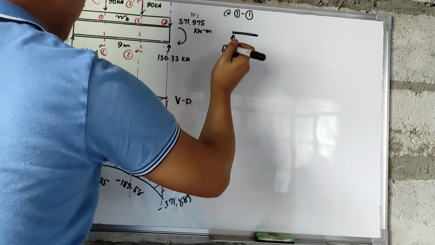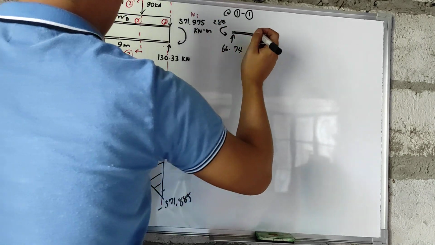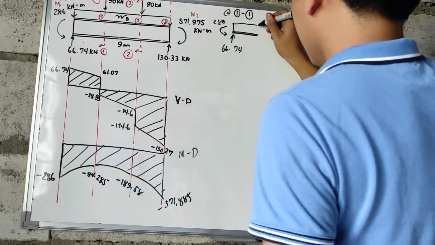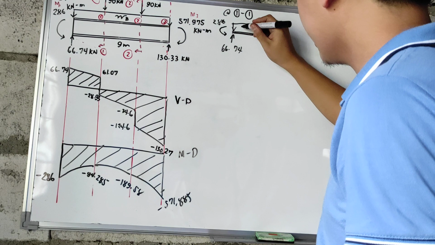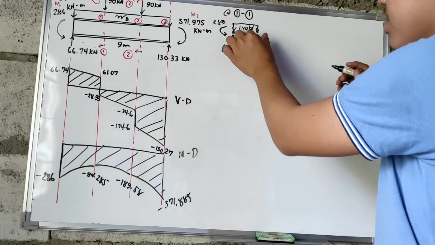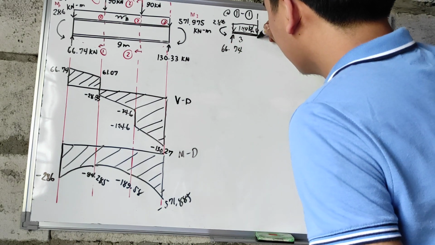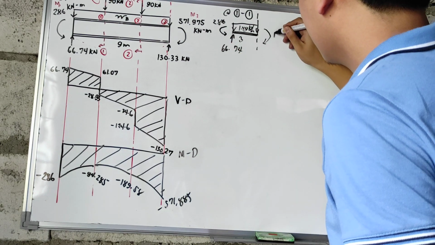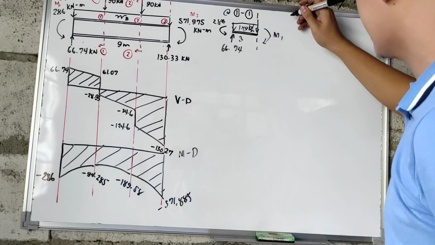66.74. Meron tayong moment dito na 286. Tapos, meron tayong weight ng beam dito, which is equal siya sa 1.89 kilonewton meter. Tapos, this is equal to 3. So, hahanapin natin yung moment natin dito na nahati. So, yung moment natin dyan, moment at 1, sabihin na lang natin.